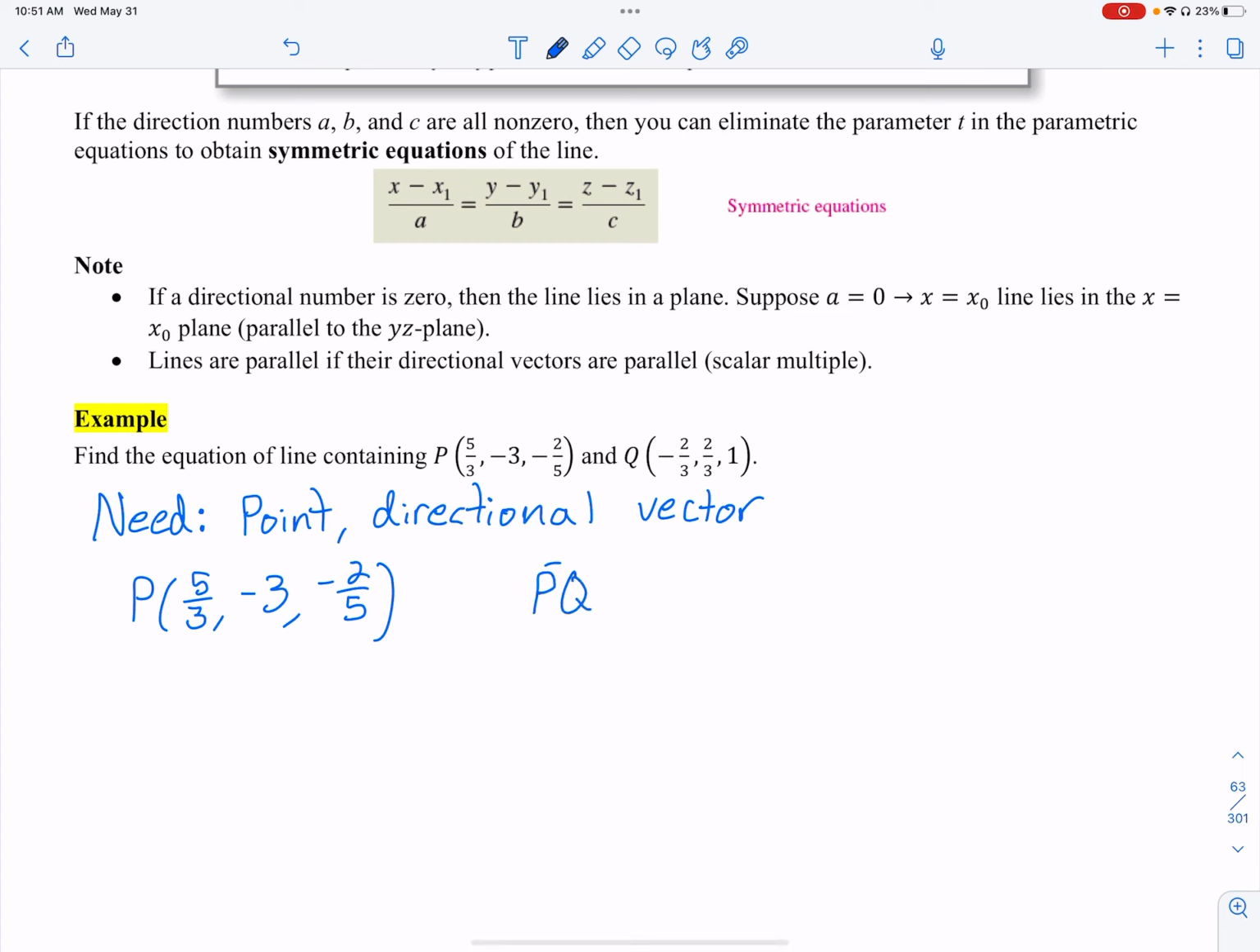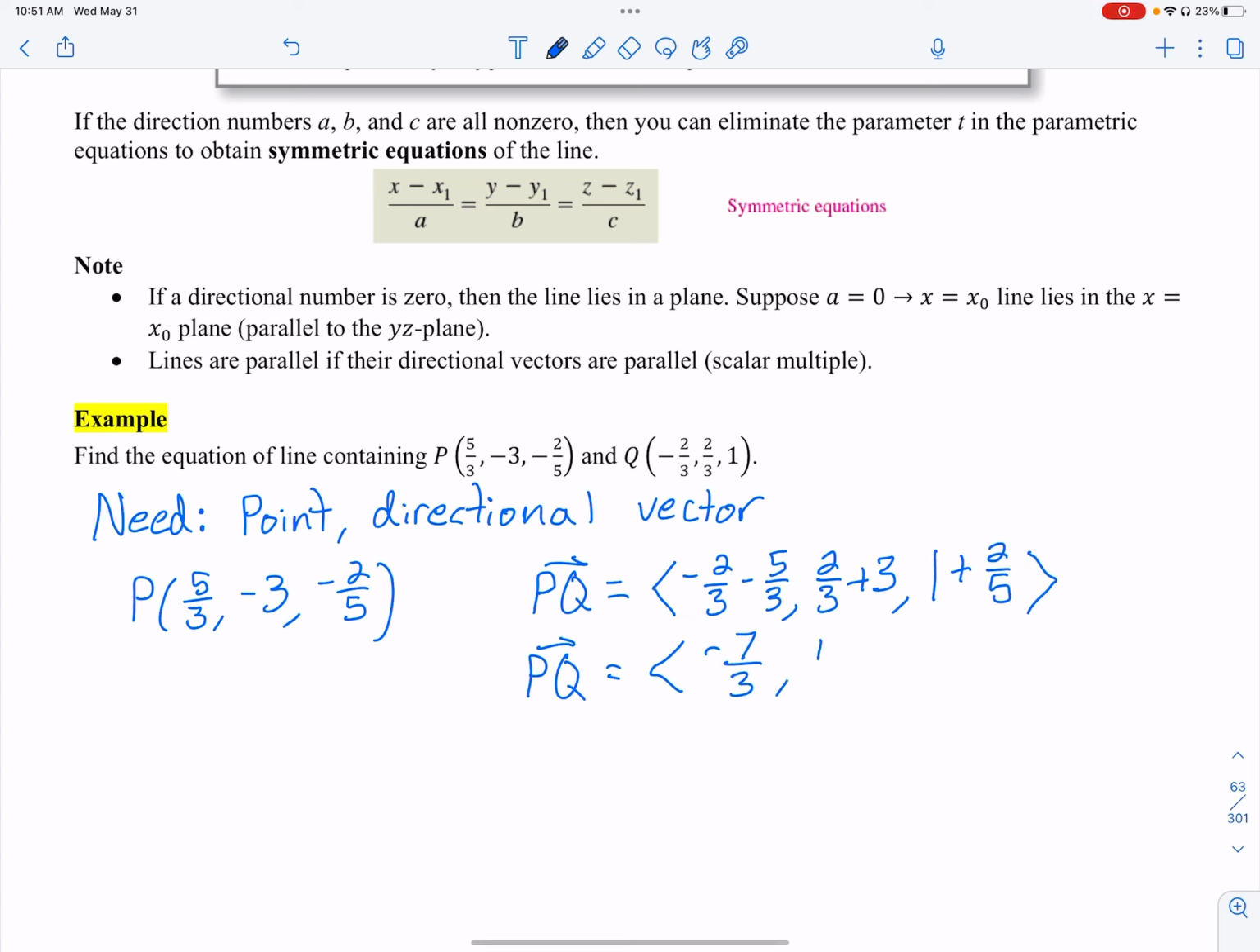If I create a vector using those 2 points, that describes the direction of the line. All right, so that is, try to do a better angle bracket there. I got -2/3 minus 5/3. I got 2/3 plus 3. And then I got 1 plus 2/5. That's subtracting each one. So PQ, my directional vector, is, okay, that's -7/3. 3 is 9/3, so this is actually 11/3. And then 1 is 5/5, so this is just 7/5.